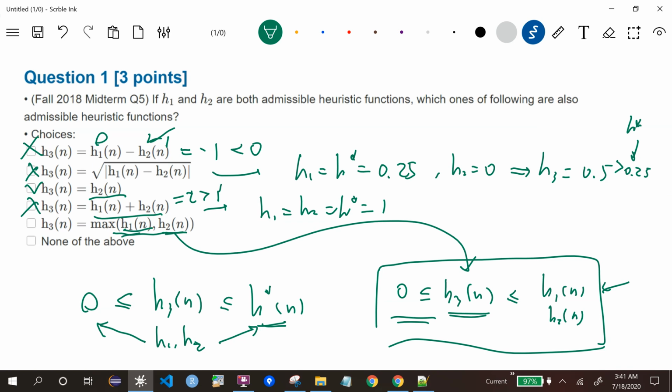And if both of them are less than H star, then the max of these two, in particular, the max between H1 and H2 must be less than or equal to H1 and also less than or equal to H2. And both of them are smaller or equal to H star, so the max must be smaller or equal to H star. So in that case, the resulting H3 is admissible as well.